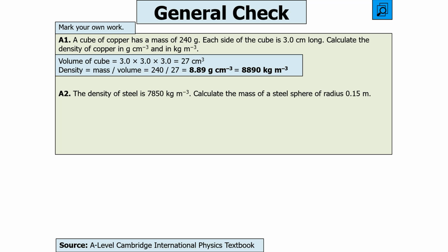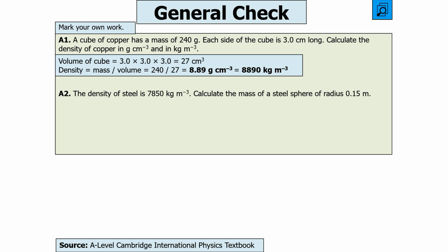but then we're also going to have to divide by 10 to the minus 6, because we're going from centimeters into meters. So we're going from 10 to the minus 6 to 10 to the minus 2 to 10 to the minus 6. So it works through to be 8,890 kilograms per meter cubed.